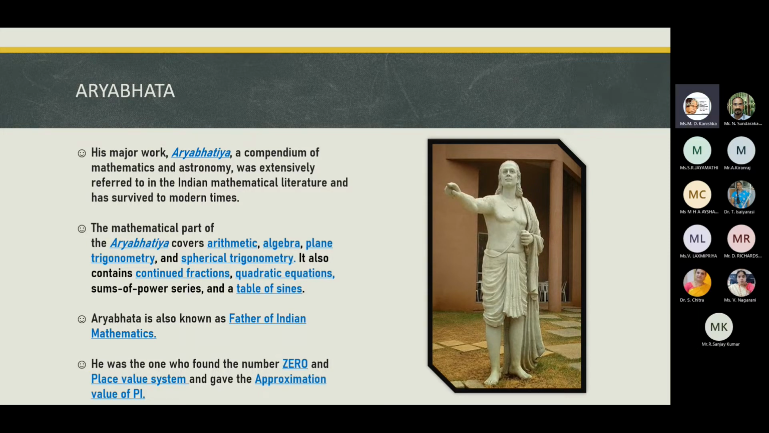Aryabhatta is also known as the father of Indian mathematics. He was the one who found the number 0 and the place value system, and gave the approximation value of pi.